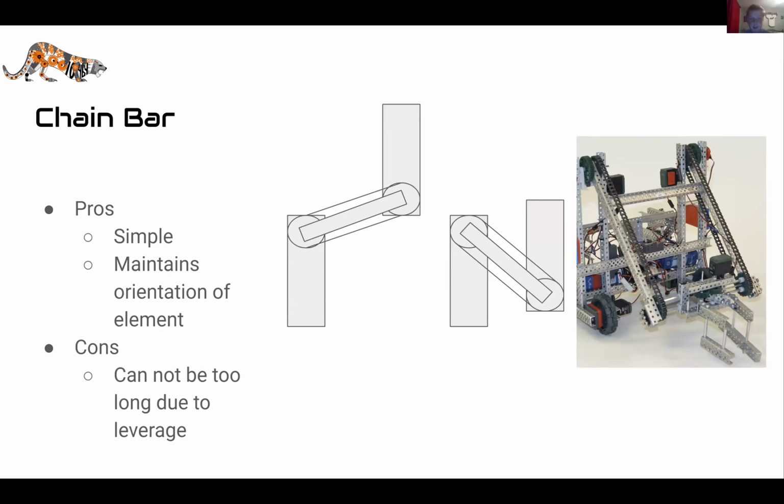Another example of a lift is the chain bar. It's very simple, and it maintains the orientation of the element, but it cannot be too long due to the leverage of the chain. We don't want the chain to snap in the middle.